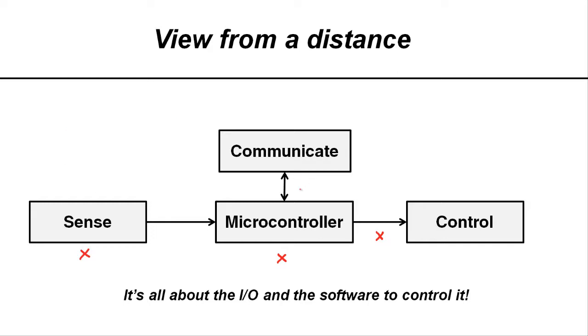Lastly, there's always an element of communication. So what does that mean? Well, what are we communicating with? I don't know, another microcontroller, a PC, maybe a cell phone. So the microcontroller may report what it's doing or maybe get a command from something else about what it's supposed to do.